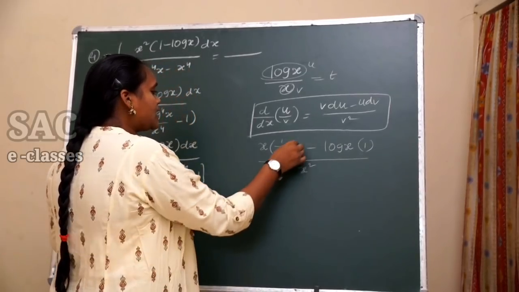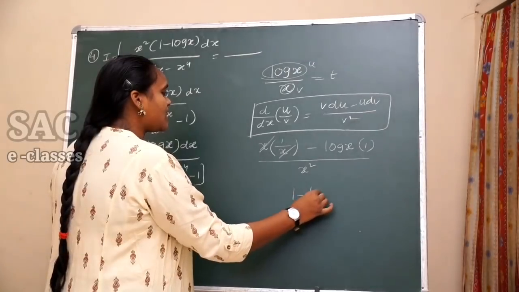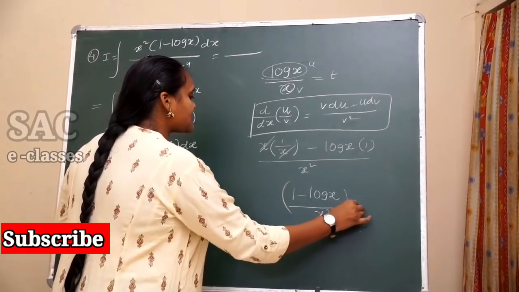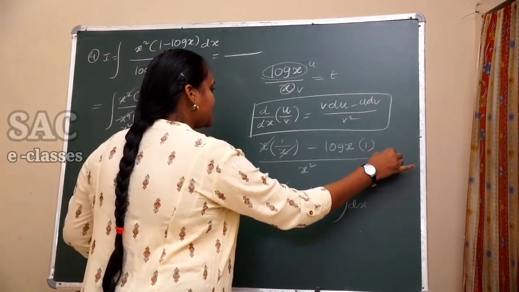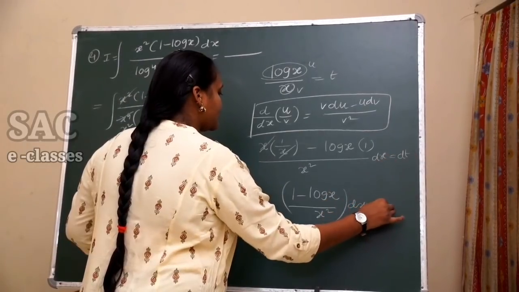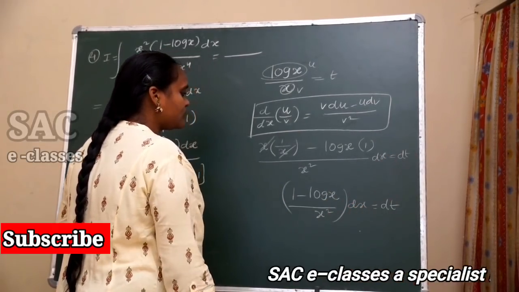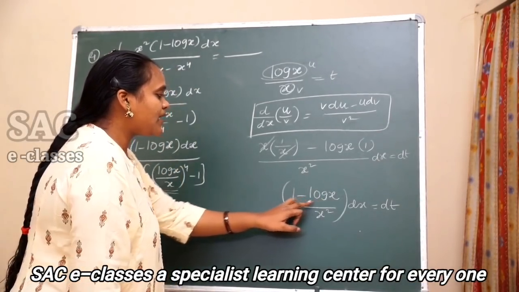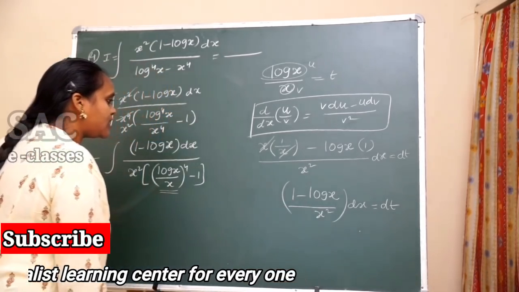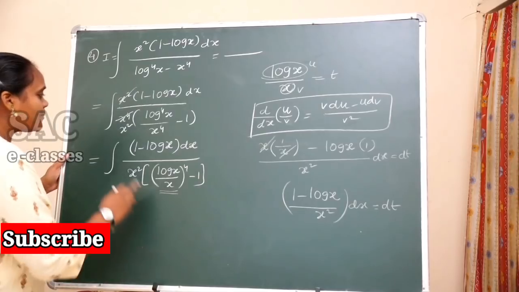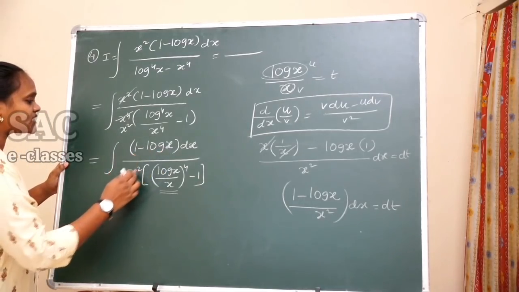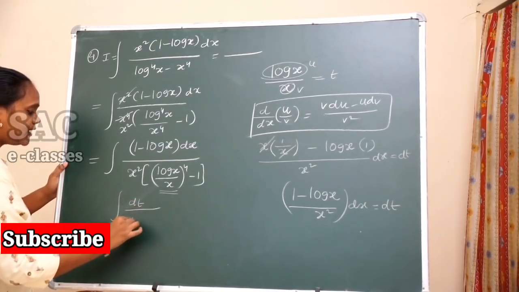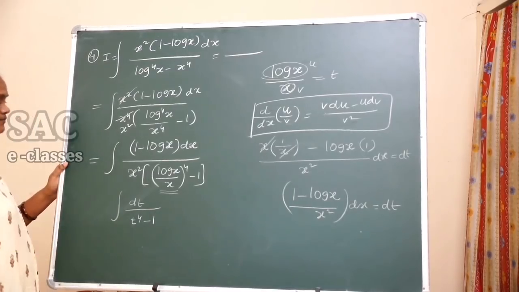V square means x square. x and x get cancelled. 1 minus log x by x square, and moreover dx will be there here, and it is dt equal to dt. Just observe whatever you got as dt. dt value is 1 minus log x by x square into dx equal to dt. From our problem, 1 minus log x by x square into dx is nothing but dt by t power 4 minus 1.